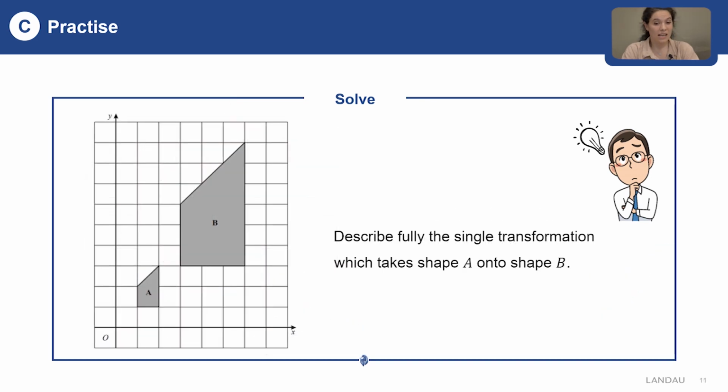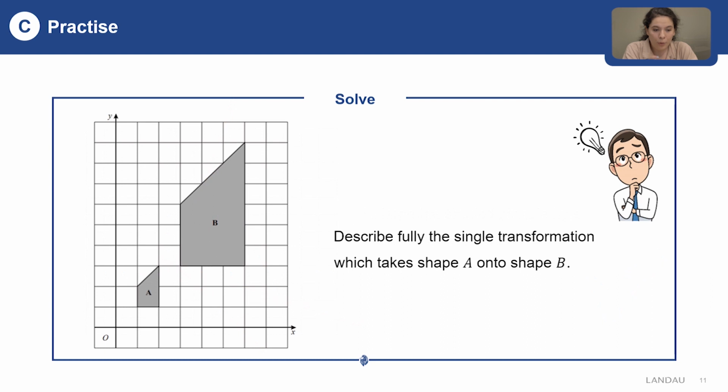Another question says, describe fully the single transformation which takes shape A onto shape B. I see that here the shape stays the same, but its size just changes. It means here we have an enlargement, the shape just enlarges. In order to describe an enlargement, we have to know the center point and we have to know the scale factor. From the first glance, I can find out the scale factor.